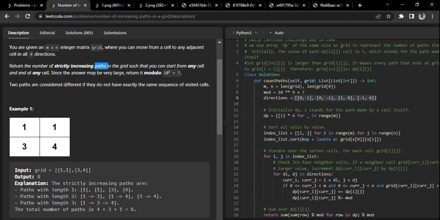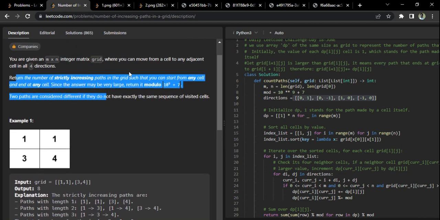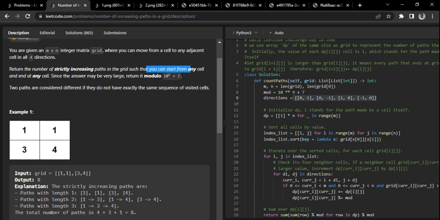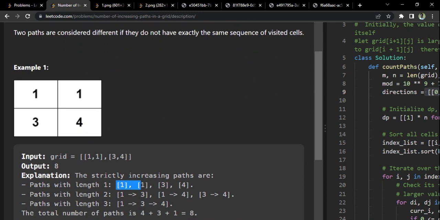But let us quickly jump to the example, because these kinds of definitions don't convey much. Let's see the example. So what are the increasing paths? First of all, because there is no start and there is no end, they have not mentioned what the length of the path can be. That means even a single element will be considered a path. So for example, one, then another three, and then four. The paths with length one are each one of the elements itself. Now coming to paths of length two: 1 to 3, 1 to 4, then 3 to 4.